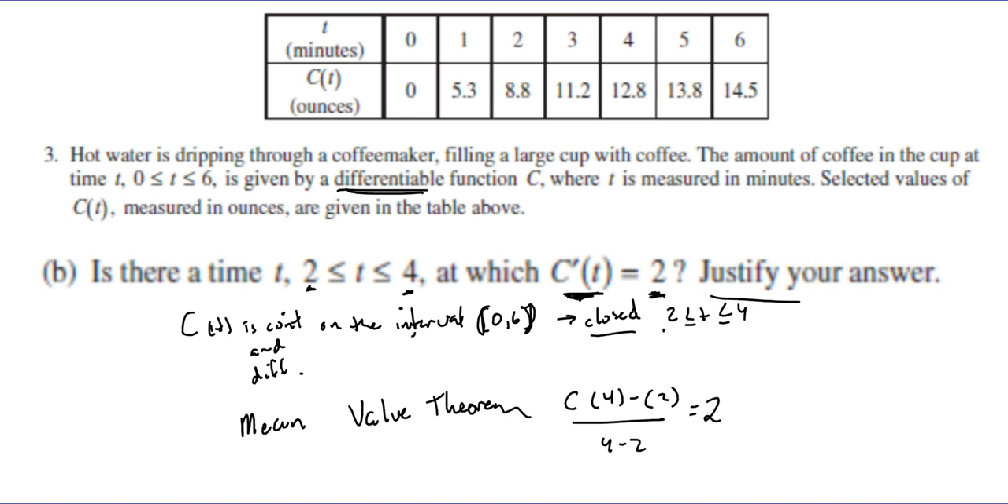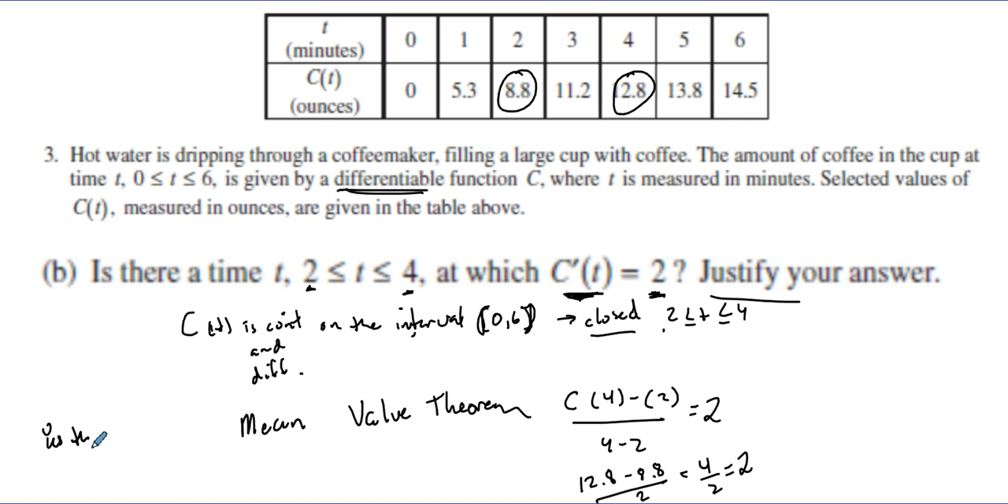So C of 4 is going to be 12 point something. Finding our average slope, minus C of 2, which is 8.8, and we're dividing that by 2. Take those right there, and you realize you have 4 divided by 2, which, what do you know, equals 2. So because the average value equals 2, and because this is differentiable, we know that, yes, there is a time.